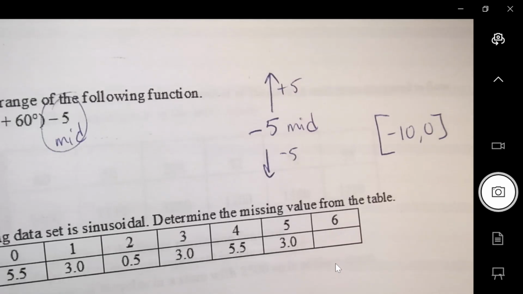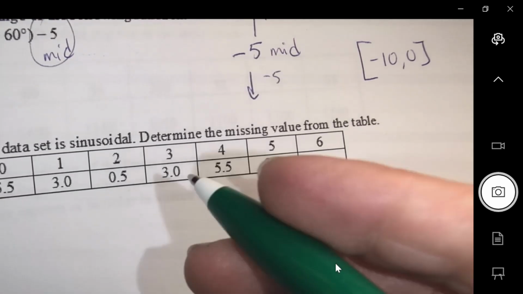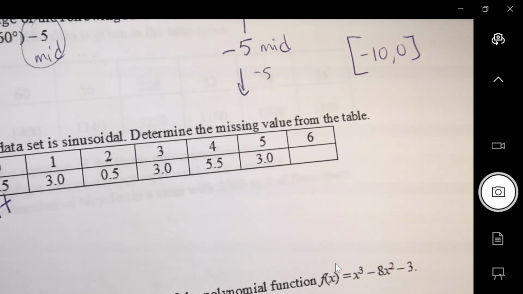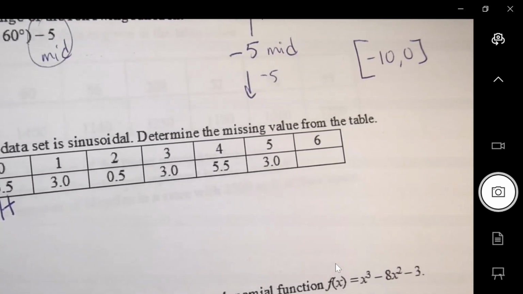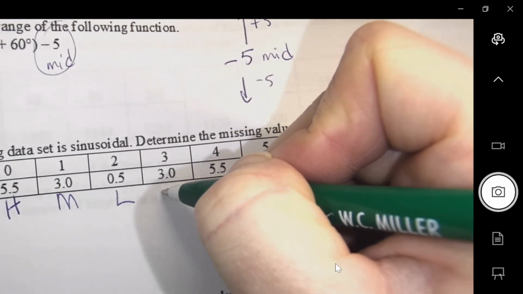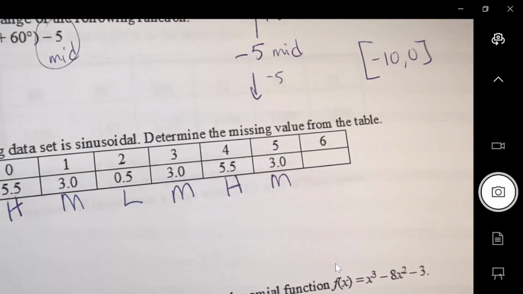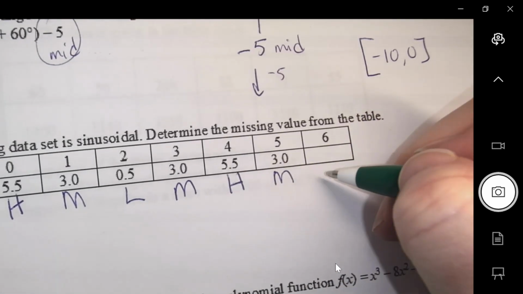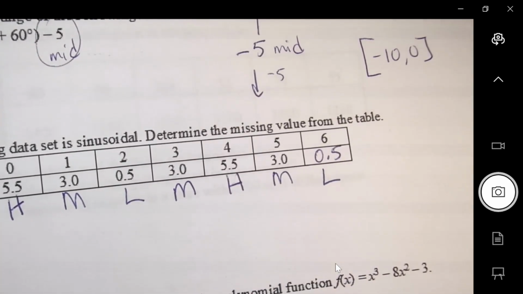Okay, the last looking sinusoidal question. Fill in the value. So can we label 5.5? Are we in agreement that that would look like the highest value? Then the 3 looks like a middle, then a low, middle, high, middle. So what's going on with the pattern? High, middle, low, high, middle, low. So I would need to fill in 0.5.